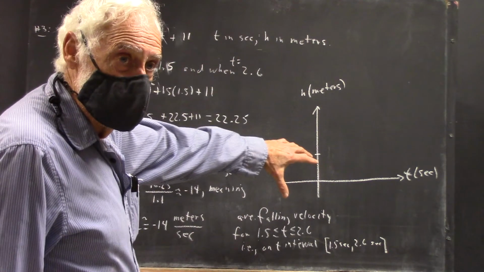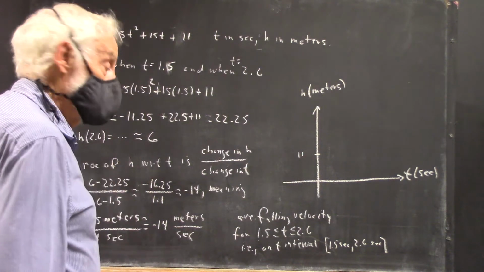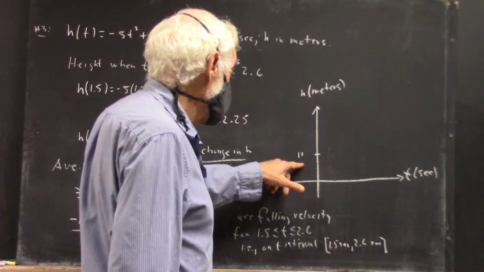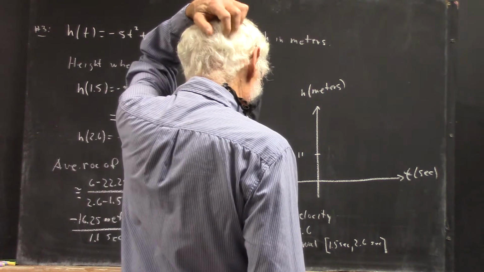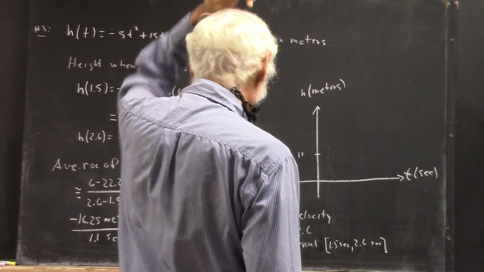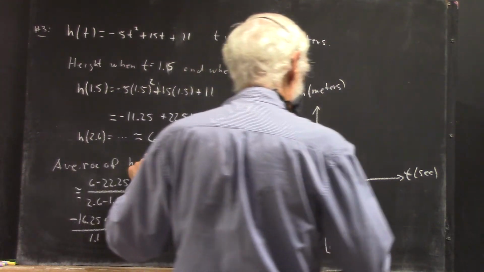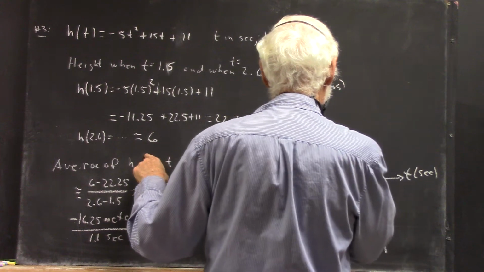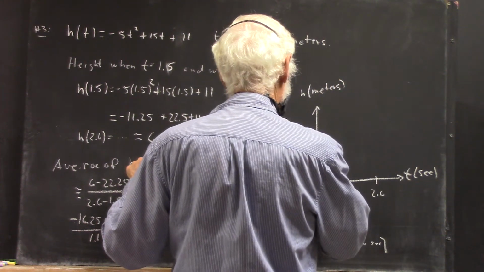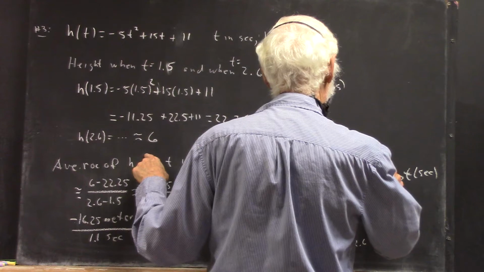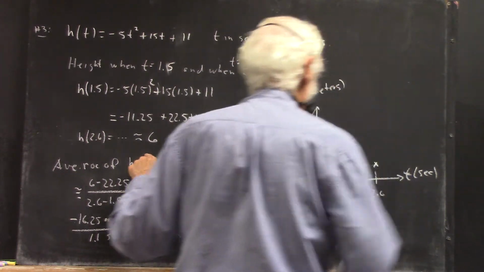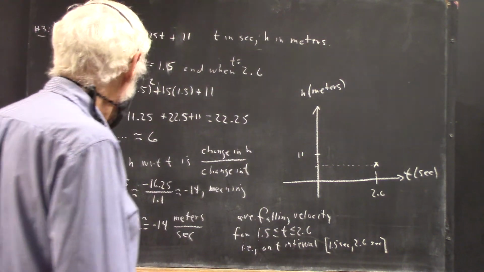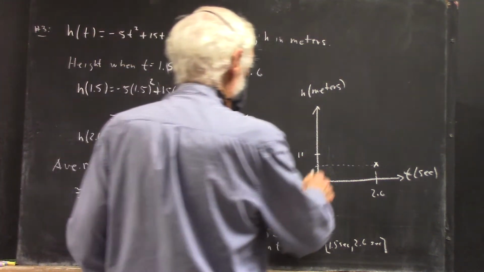Looking at the graph gives us a picture of this whole calculation and the rate of change. So we've got a height of 11. When t equals 2.6, the height is down to 6. So if this is 11, 6 is a little over half of that. So this is a point on the graph. Okay? This is a point on the graph.